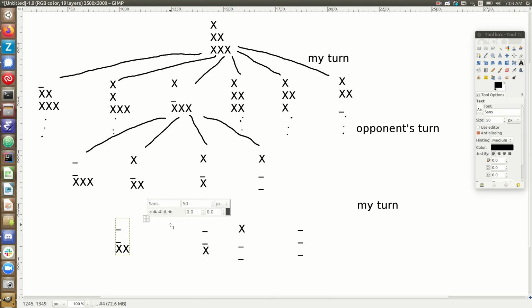And over here we've got 3 children. They all involve the third row. Either I take only one, or I take 2, or I take all 3.